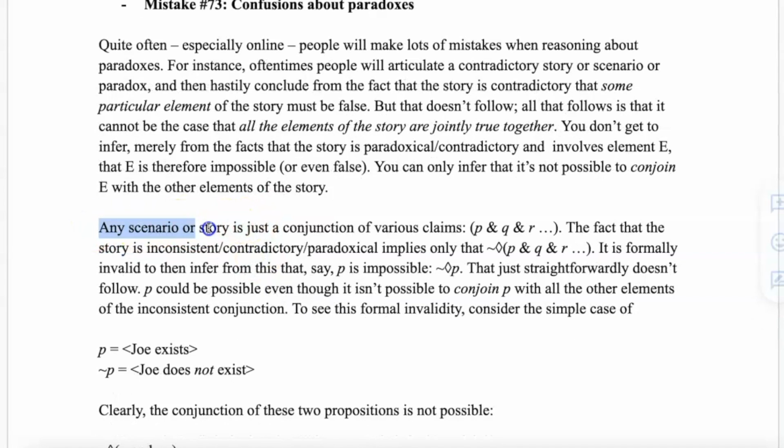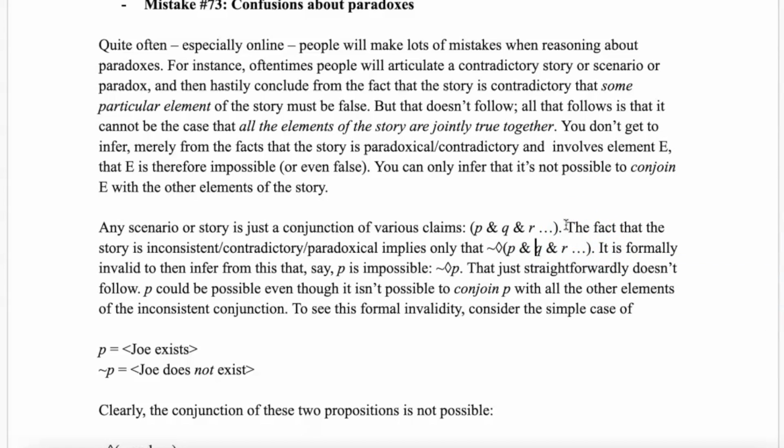Right, so let's flesh this out a bit. Any scenario or story is just a conjunction of various claims, P and Q and R and so on. The fact that the story is inconsistent or contradictory or paradoxical implies only that it's not possible that all of those elements are true together. That is, that it is not the case that it's possible that P and Q and R and S and so on. So this whole conjunction is not possible. That's what this little tilde means, not, and that little diamond means it is possible that. So it is not possible that the whole conjunction is true.